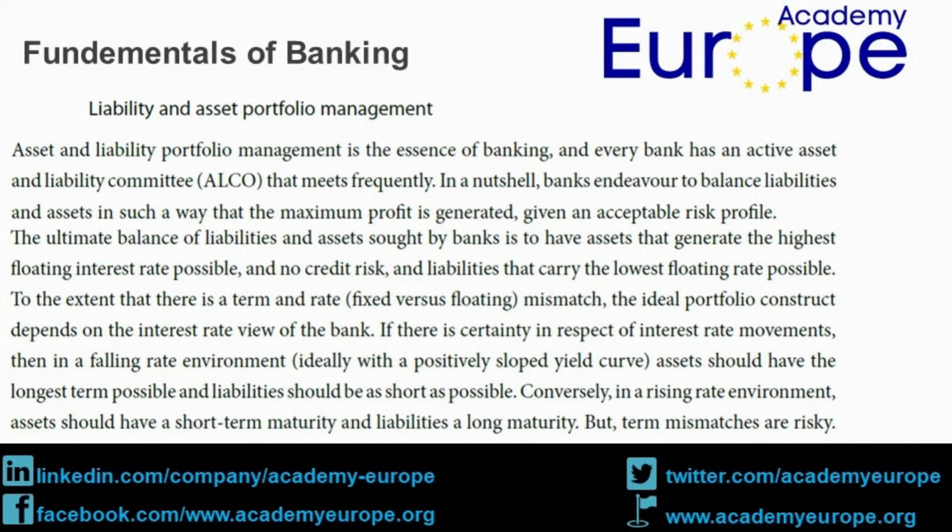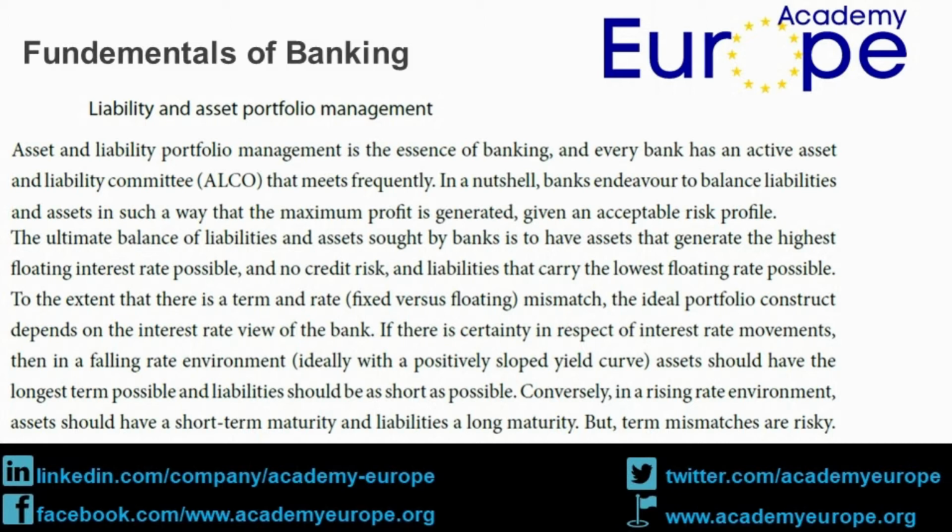The ultimate balance of liabilities and assets sought by banks is to have assets that generate the highest floating interest rate possible, and no credit risk, and liabilities that carry the lowest floating rate possible. To the extent that there is a term and rate, fixed versus floating, mismatch, the ideal portfolio construct depends on the interest rate view of the bank.